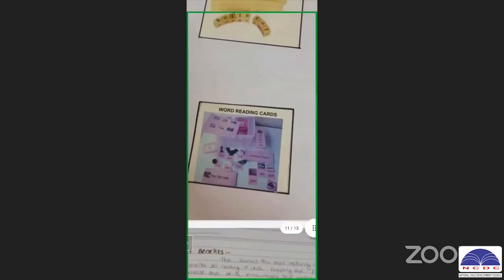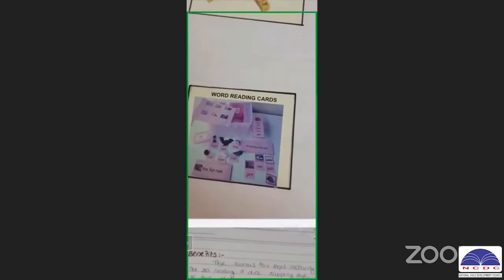And the next one is word reading card. Word reading card and picture reading card are a visual treat to the children. If they are seeing things visually, all the things enter their mind very easily. So if we are doing the picture card and word reading card, they can easily remember all the things very effectively.